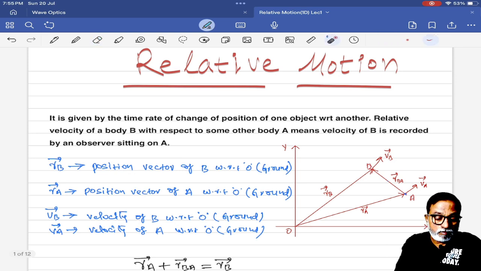Here, relative motion is given by the time rate of change of position of one object with respect to another. Relative velocity of B with respect to some other body A means the velocity of B as recorded by an observer sitting on A. For example, there are two bodies moving with velocities VA and VB. If we take the velocity of A with respect to B, then B is at rest and B records the motion of A.